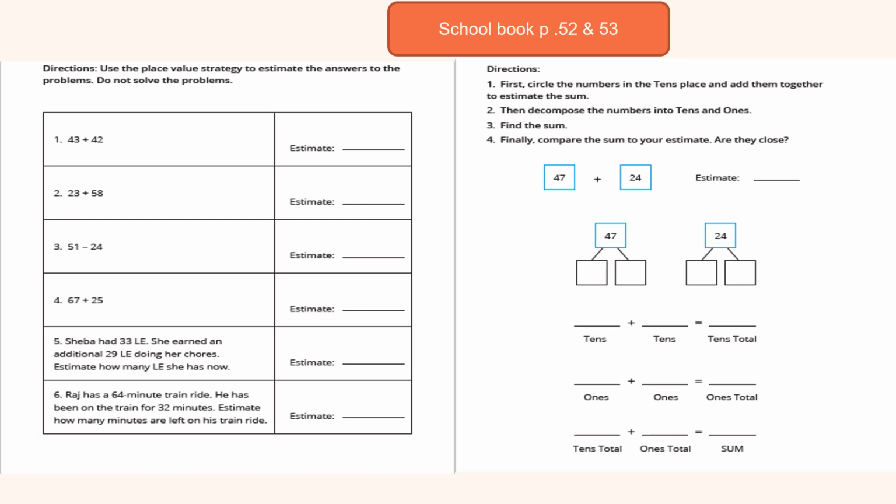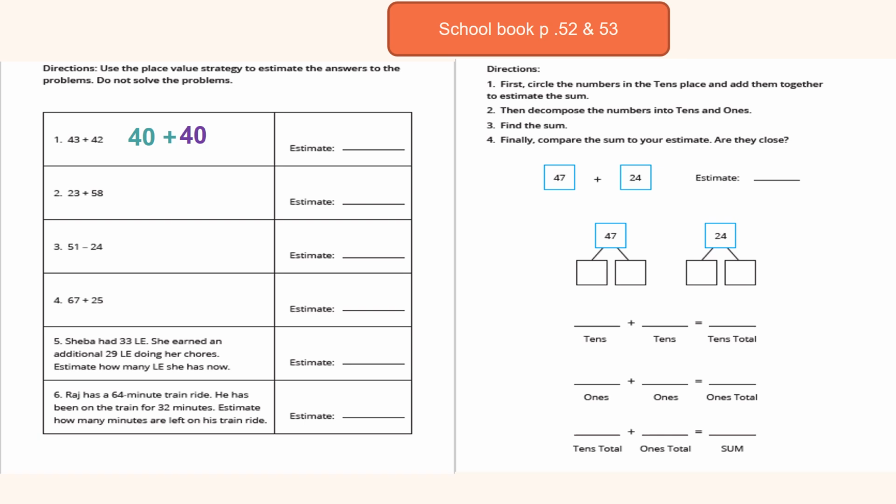Plus 42. Let's estimate 42. 42 between 40 and 50. And ones is 2. 2 less than 5. So we will stay in the same door. 42, it will be 40. 40 plus 40 equals 80.